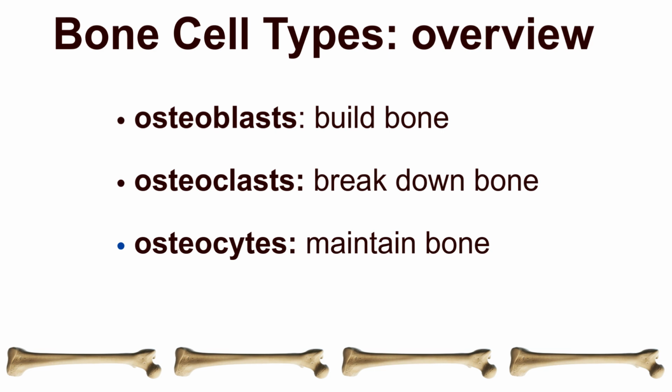Osteoclasts are cells that break the bone down. And osteocytes are the mature cells that maintain the bone. Now let's look at each one to see how they work and where they're found.